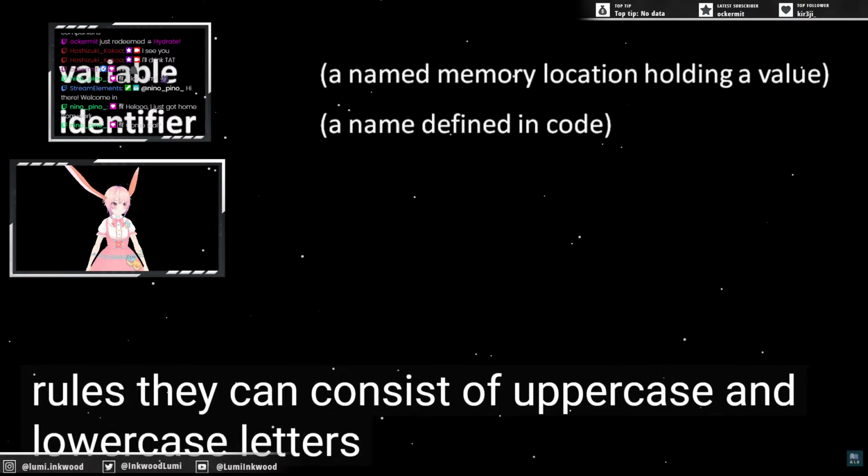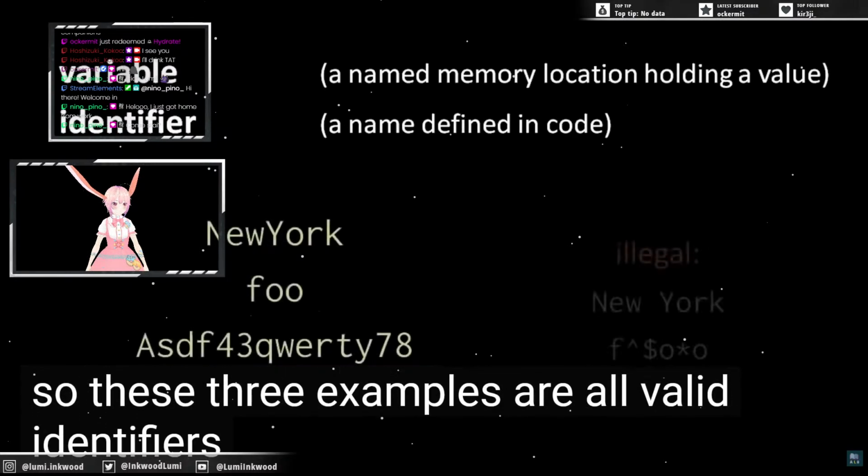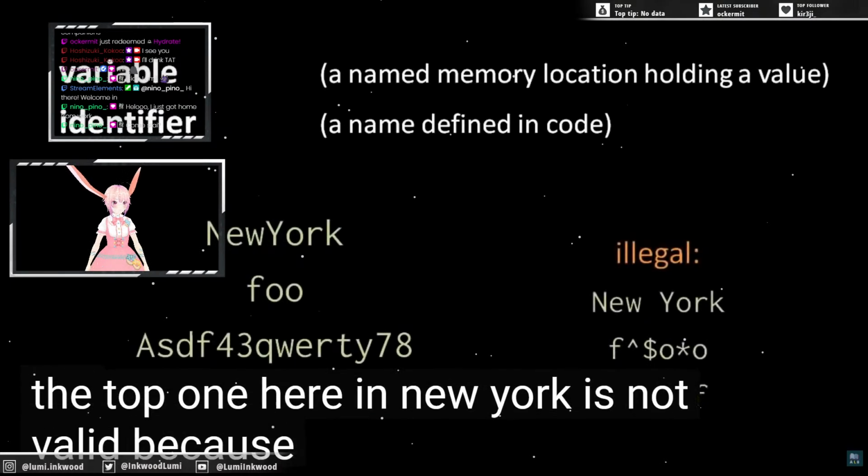They can consist of uppercase and lowercase letters, and they can also have numerals in them. However, they cannot have spaces in them, and they cannot begin with a numeral. So these 3 examples are all valid identifiers, but these other 3 are not. The top one here, New York, is not valid because you cannot have spaces in your identifiers.